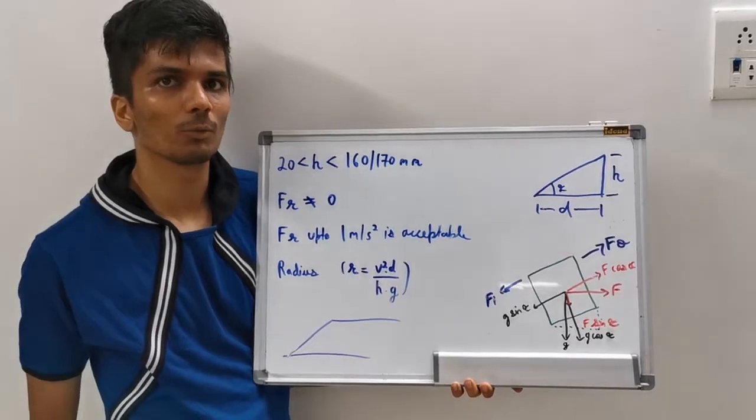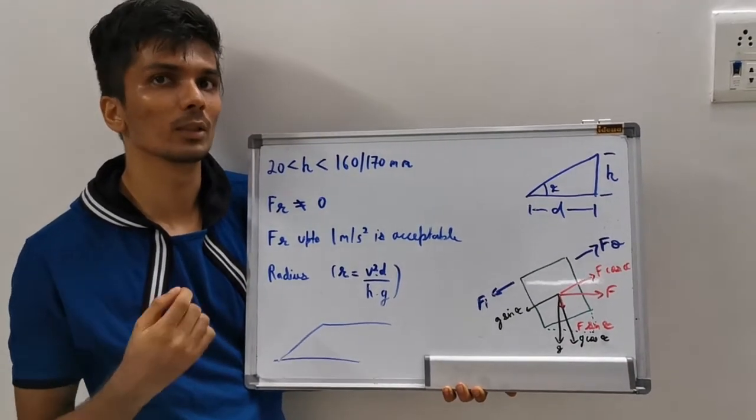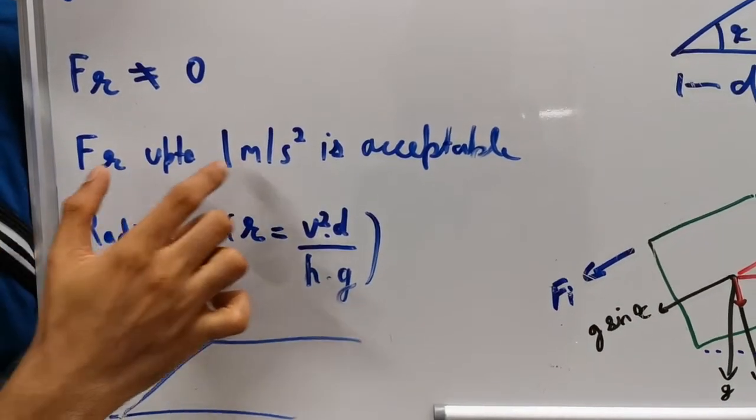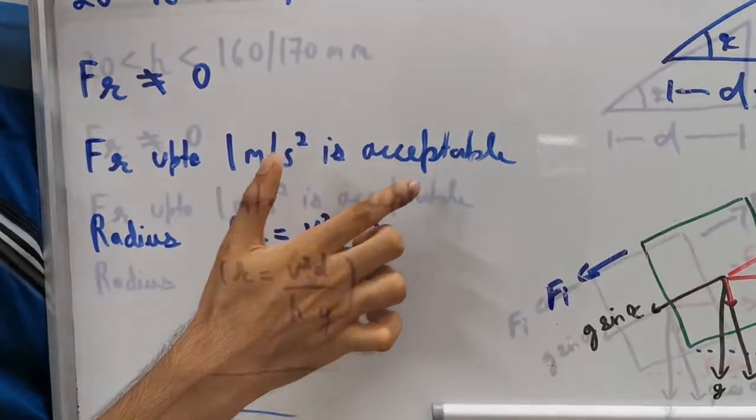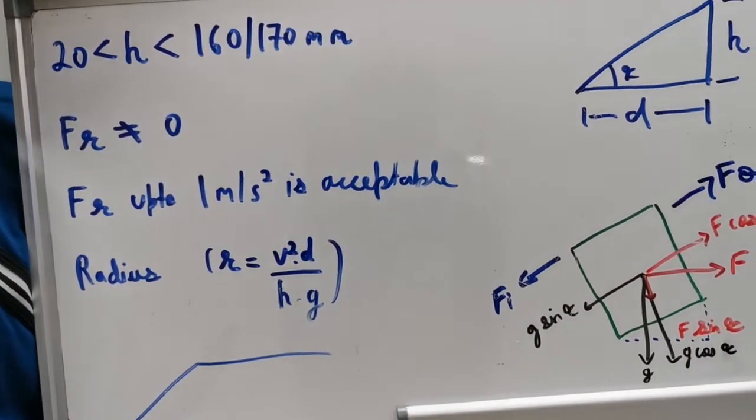Now in the previous equation we saw that Fr, we equated it to 0. Now it should not necessarily be 0. It can be up to a certain value. So now a force up to 1 meter per second square is acceptable. That depends upon passenger comfort. Up to 1 meter per second square it is okay for the passenger.